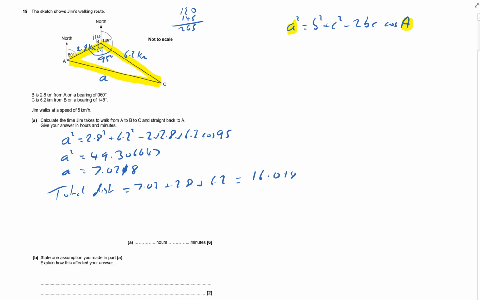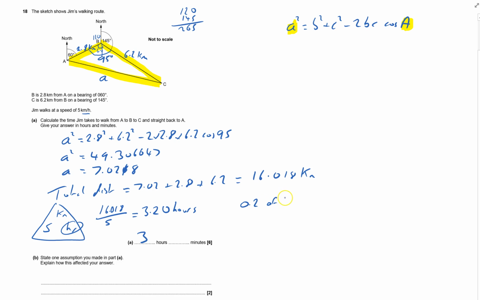Kilometers, but that's not what I wanted. I want to know how long, so I need to, well, I know its speed is, it says it's 5 kilometers per hour, so using our triangle, and I want to know the time, so it's kilometers divided by speed. So it's going to be 16.018 divided by the speed, which is 5, which equals 3.20 hours.